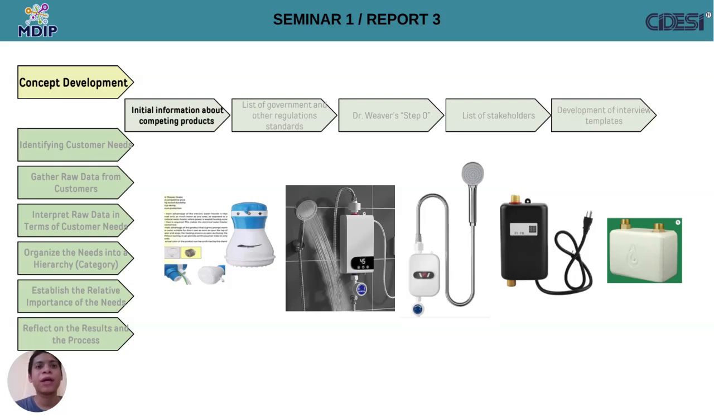For Report 3, a series of previous steps were executed before collecting customer information. These include the search for initial information on similar, related, and/or competing products currently available in the market.